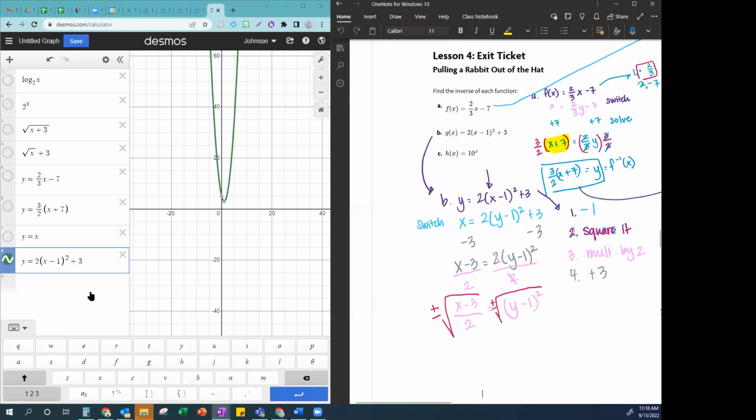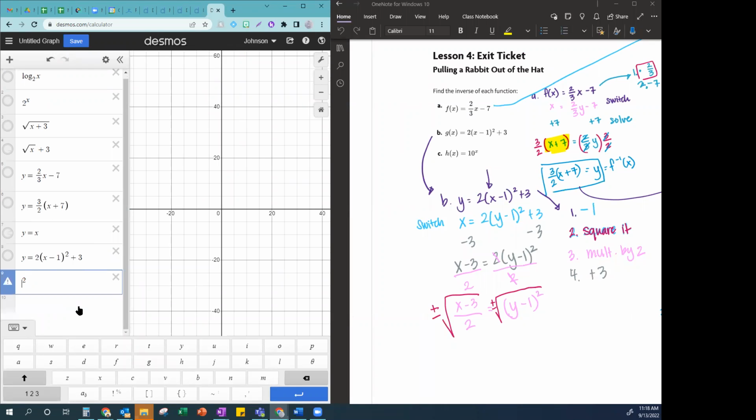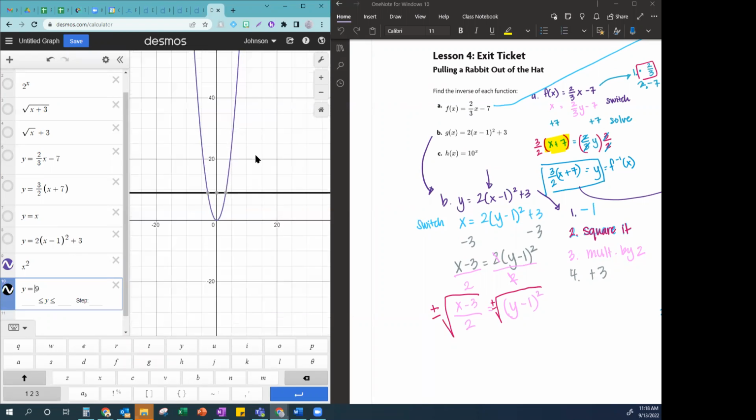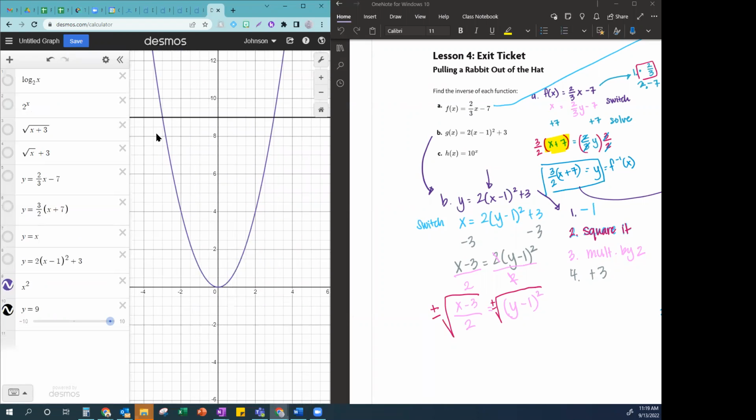Graph-wise, if I was asking you the same question, if I said y equals x squared, and I want it to be equal to 9, y equals 9. So graph it for me. What I'm really doing is looking for the 2 places where these 2 intersect. Right here is one solution, -3. Here's the other solution, +3.